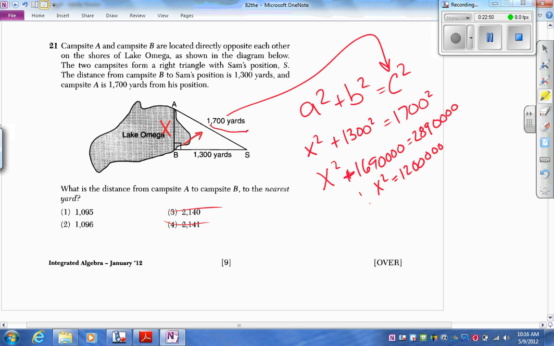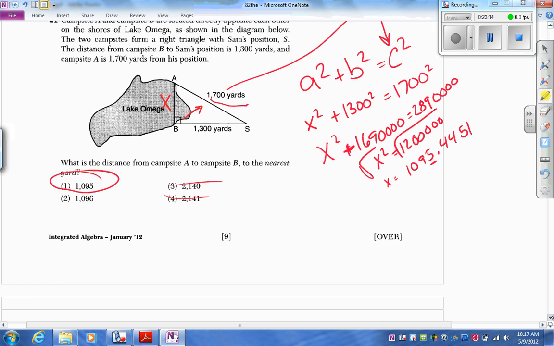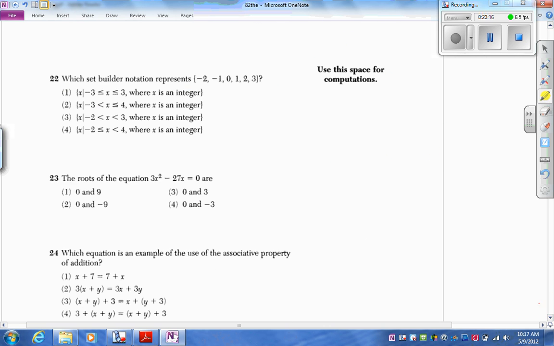And then I take the square root of both sides. And I get 1095.4451. And rounded to the nearest yard, that's 1095. All right, we're getting closer. Okay, so it can be -2 and it can be 3.